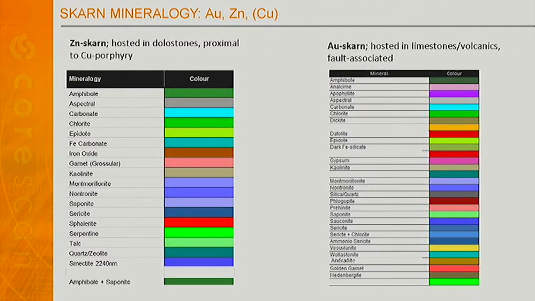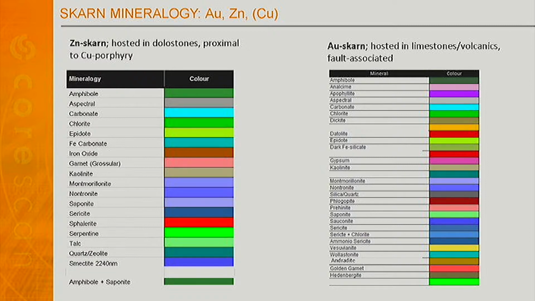So here are the two different skarns I'm mainly going to show. I'm going to show you a zinc skarn, and I'm going to show you a gold skarn. The gold skarn is primarily hosted in limestones and volcanics. There's also a big fault that cuts through there, which is concentrating a lot of the skarn mineralization.